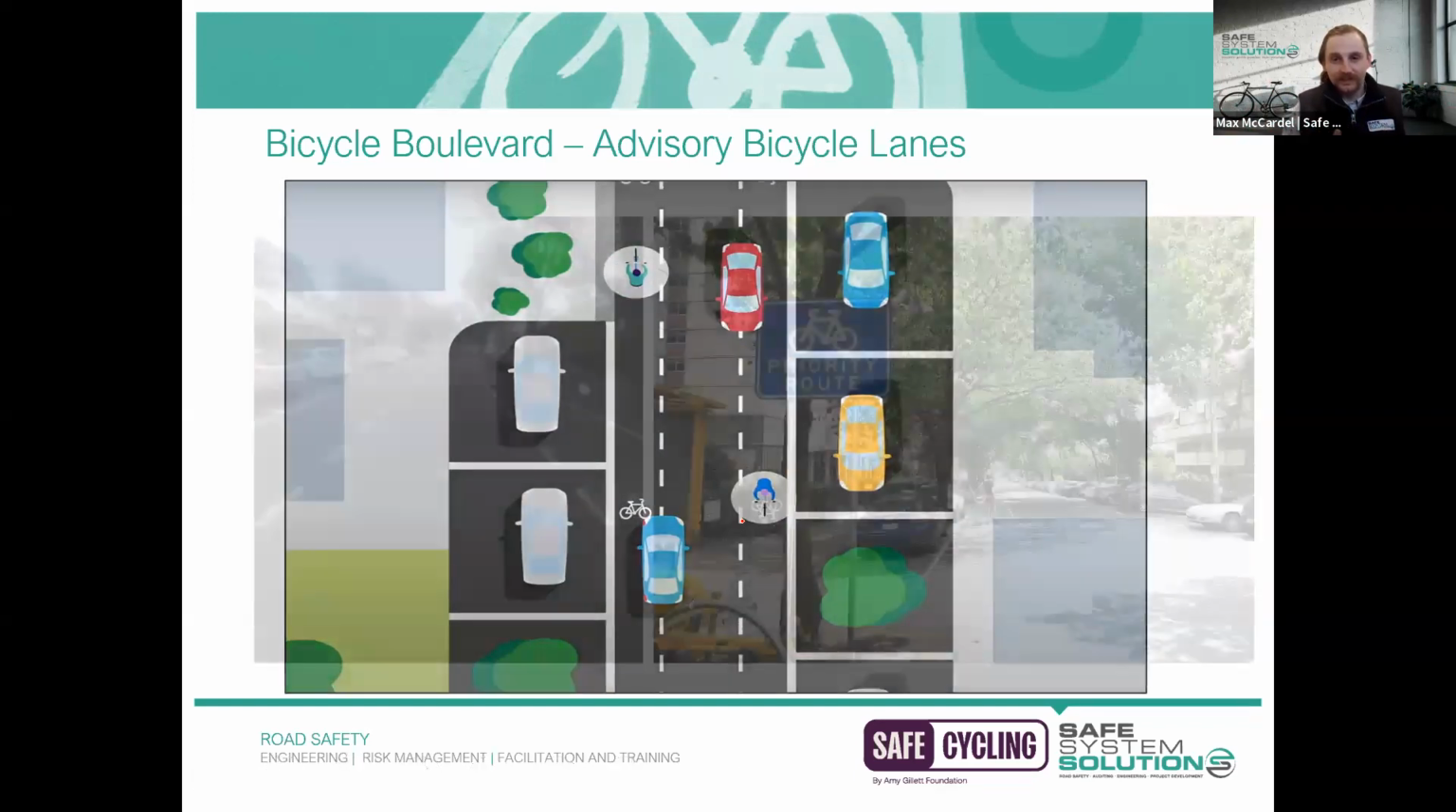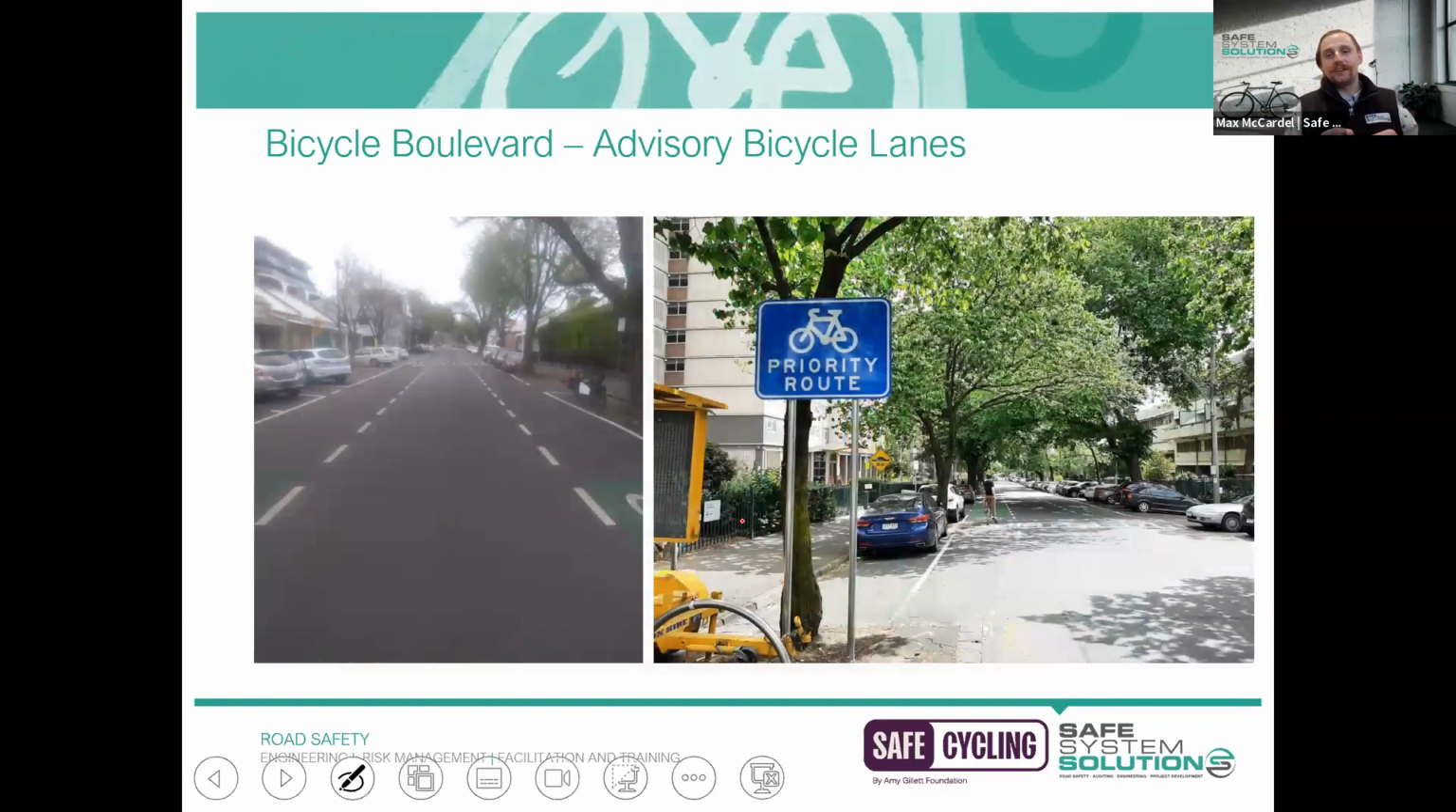So here's what it looks like out on the ground. Yeah, it is in that kind of residential zone where it's not a massive throughput of traffic, and you're not expecting high speeds there.